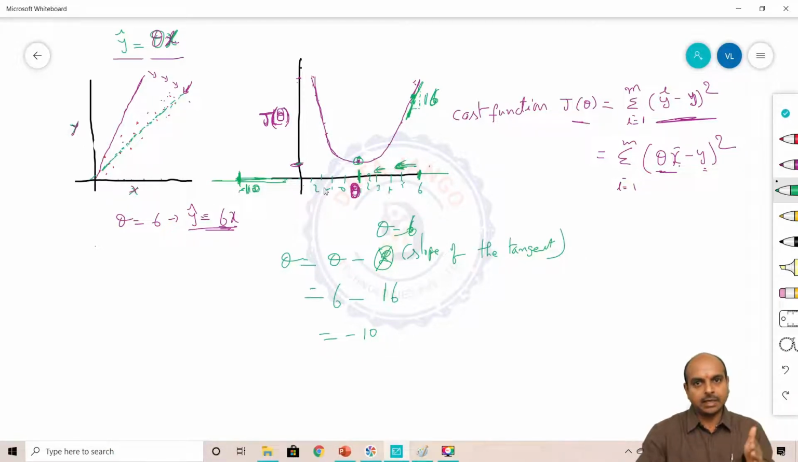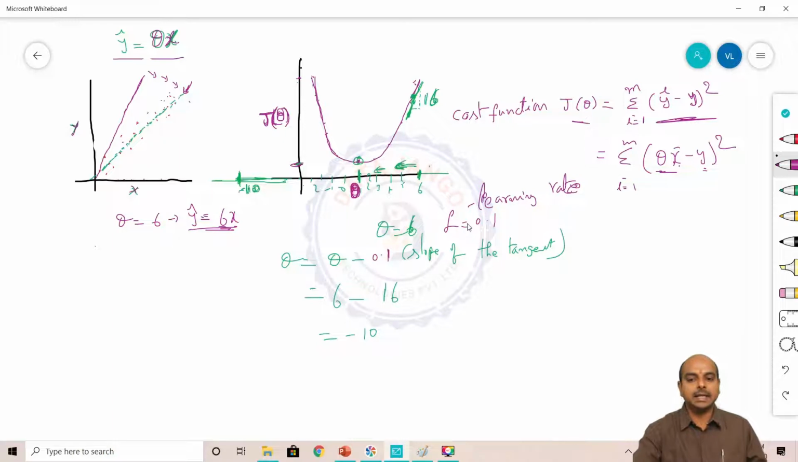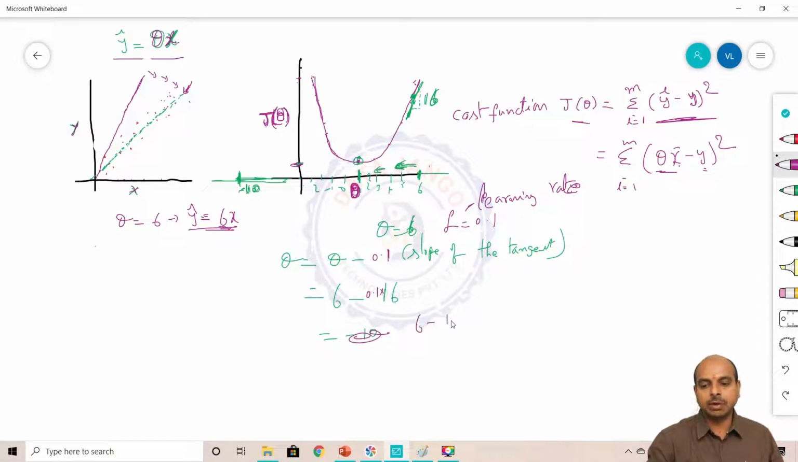To not jump that much, we will take help from this alpha, a constant, a step controlling constant. If you take alpha as 0.1, we call this the learning rate. If you multiply this 16 with 0.1, how much does it become? 6 minus 1.6. It is 5.4. The next theta calculated is 5.4, somewhere here. You moved from here till here.